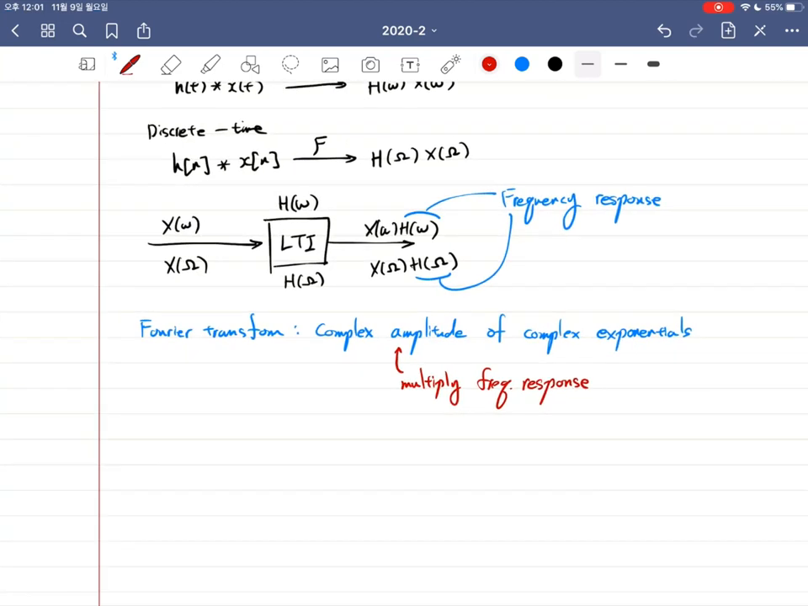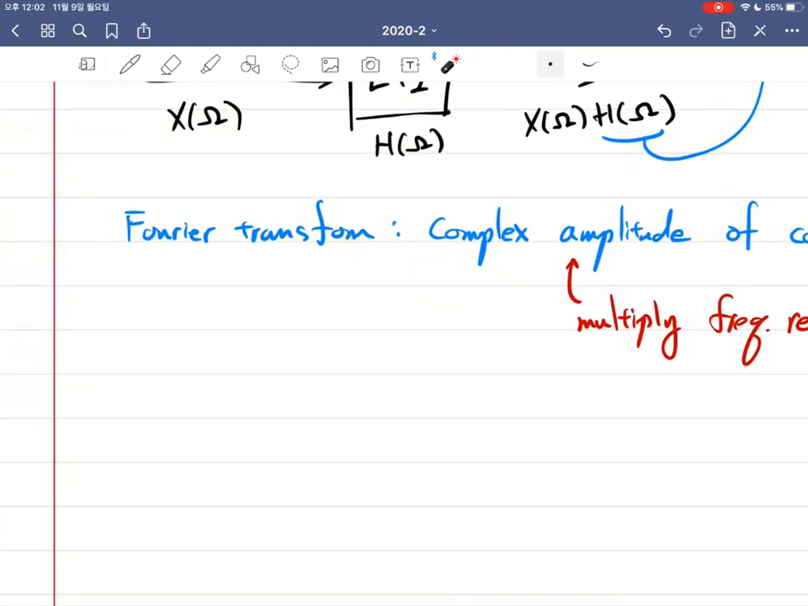So this means, the reason why I'm repeating this again is because we can separately touch the amplitude for respective complex exponential. So I can manipulate the amplitude of each complex exponential, and that's the basic idea of filtering.